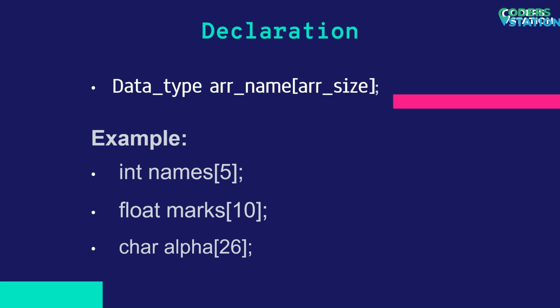For example, in the first example, we have an array named names with the integer data type and it is of size 5. In the second example, our array is marks, which is holding float data type values, but it has a size of 10. In the third example, our array will hold only character data types of size 26.